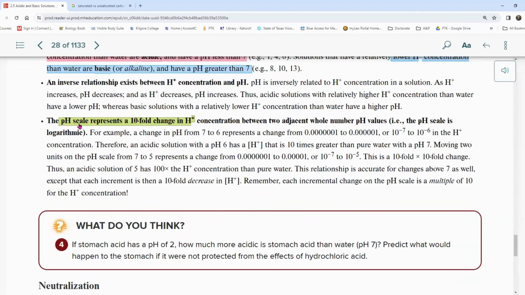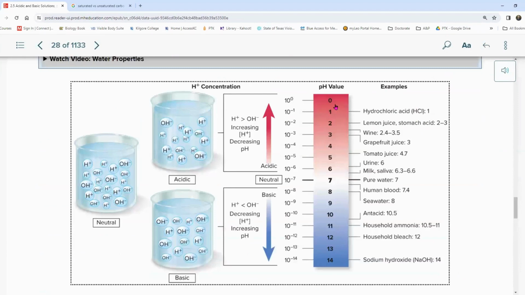So the pH scale represents a 10-fold change. When we're looking at the pH scale, we say it goes 0 to 1. To us, that doesn't really mean anything, because that's just the next number up. However, that actually means that it's 10 times worse. So if we went from 0 to 1, that's 10. And then 1 to 2 would be 10 times 10, which would be 100. And then 2 to 3 would be 100 times 10, which would be 1,000. So it increases by 10-fold.